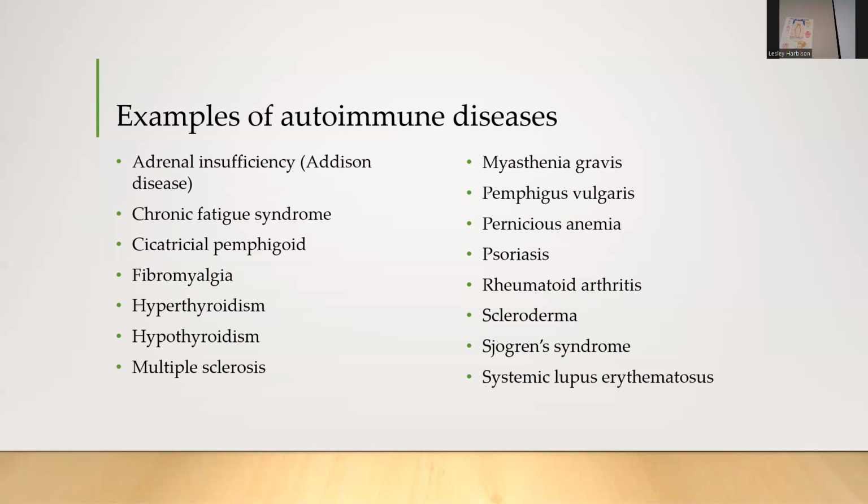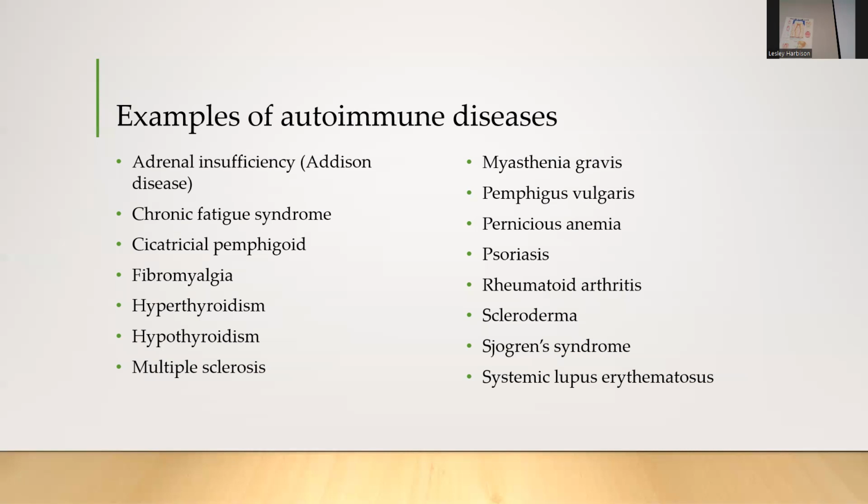We'll start on this side, and I'm just gonna assign them to you because we don't have a lot of time. So you guys take adrenal and then chronic fatigue and cold pemphigoid. I don't even know how to say the first one. Fibromyalgia, so this is a 3. Where are you going, Jenny? You're over there. So you guys, fibromyalgia, hyperthyroidism, hypo. So you guys do hypo. MS, you guys do MS.